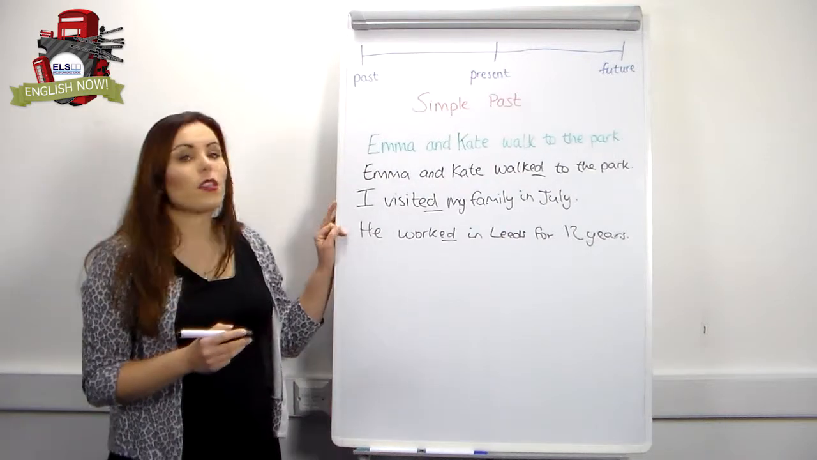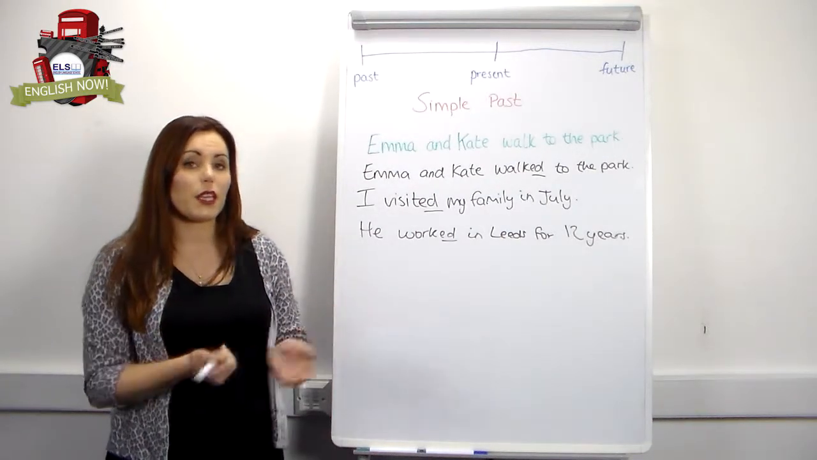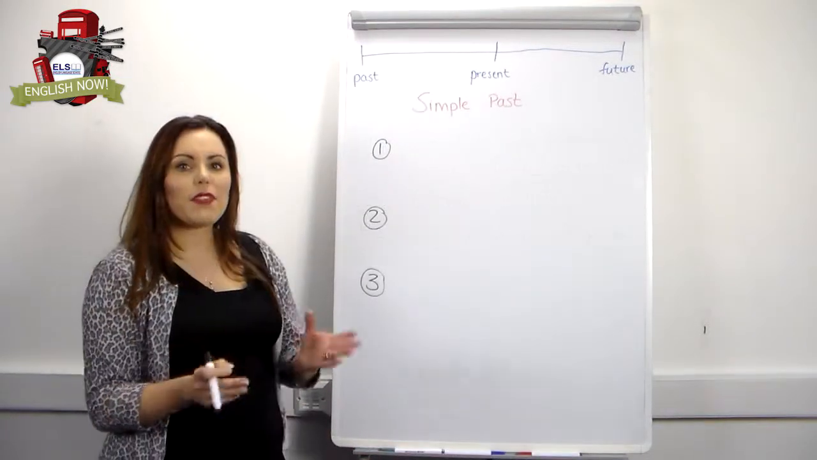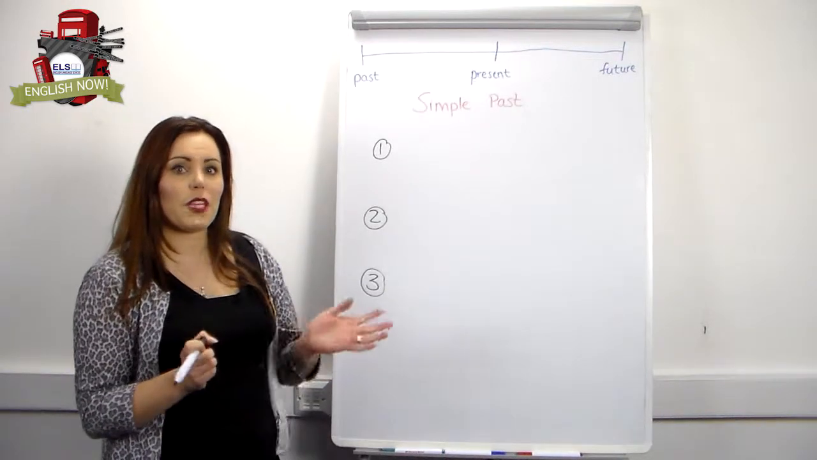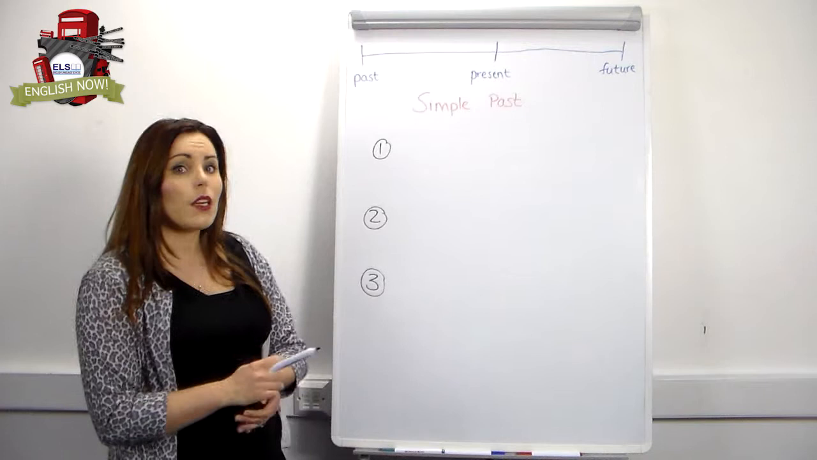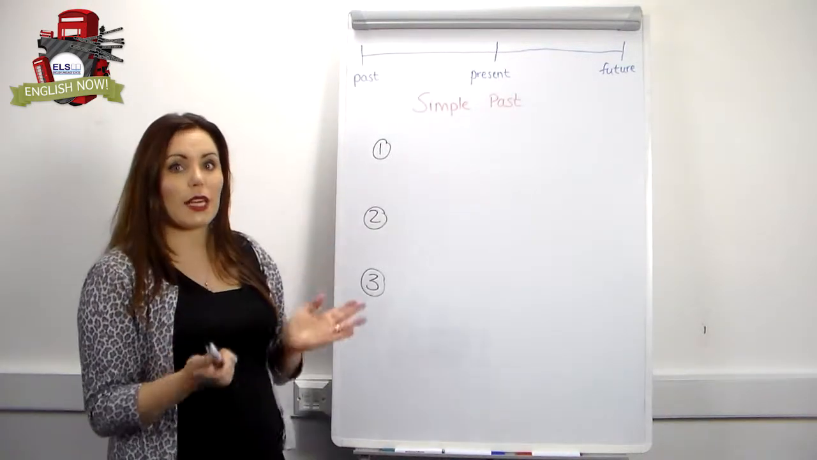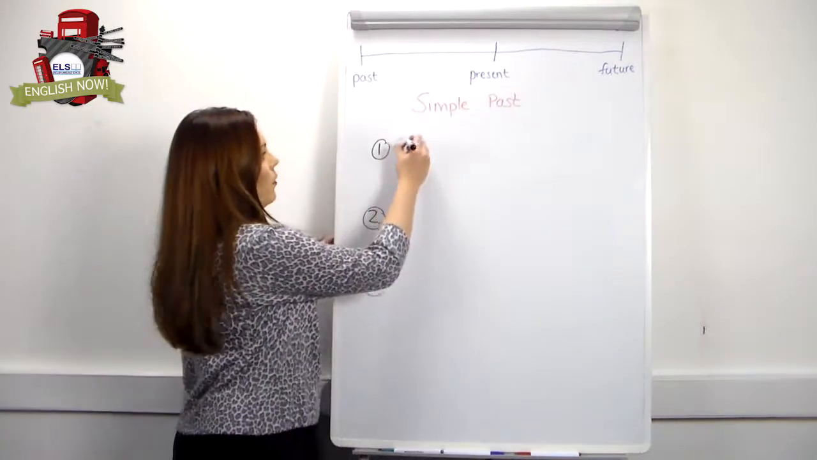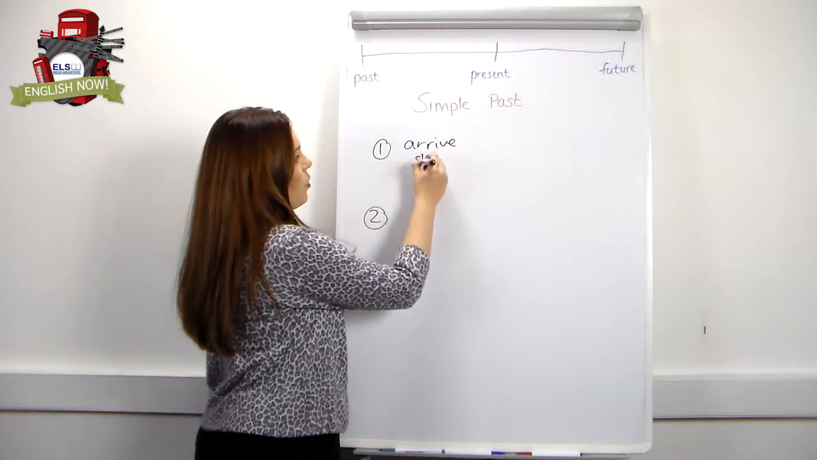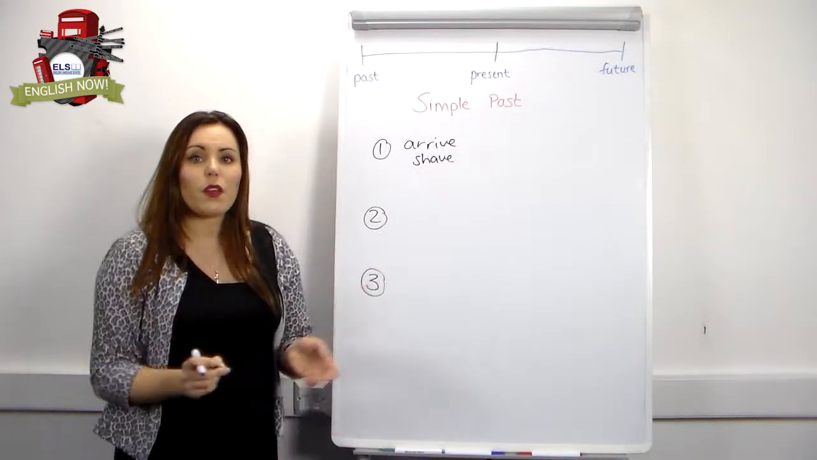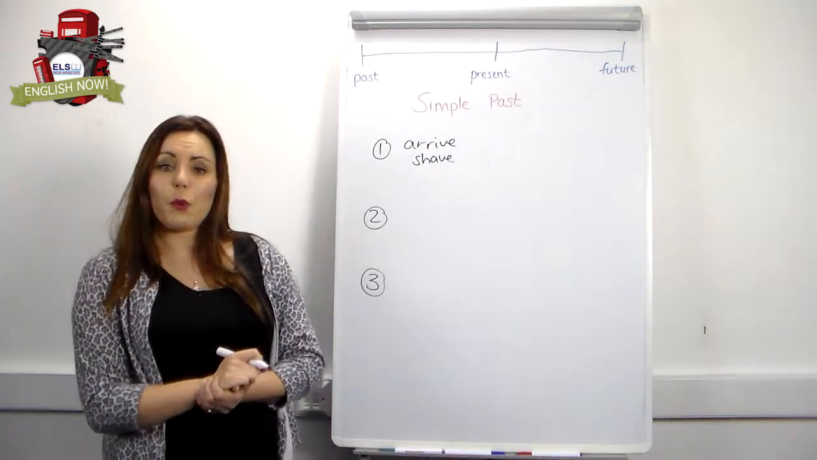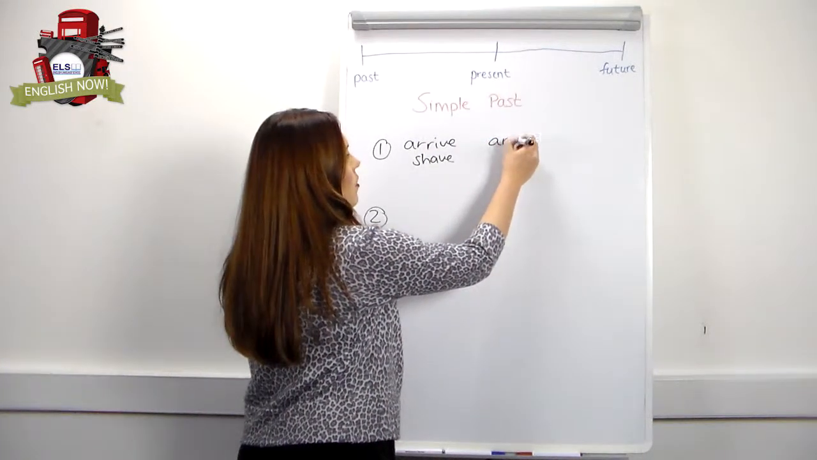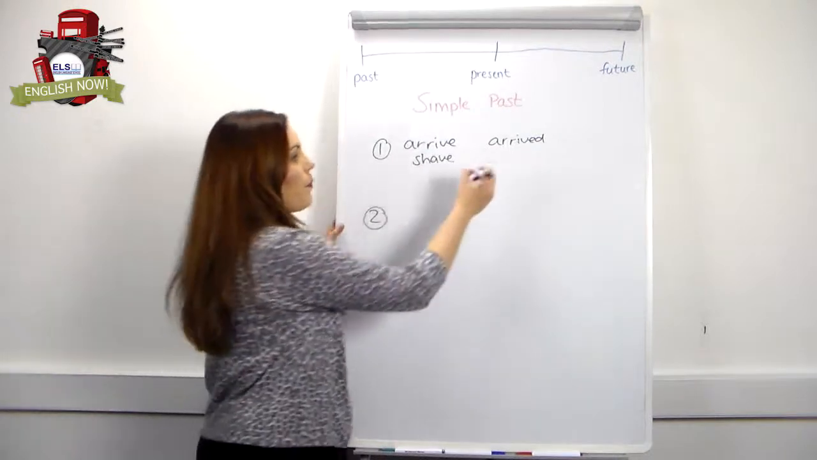All of these sentences are using what we call regular verbs. They follow a pattern and they're all statement sentences. As we've seen in those three examples, for the regular verbs, normally we can just add ed. We also have three rules for the regular verbs. If the verb ends in an e, for example, arrive or shave, in order to change it into the simple past, we need to remove the e before we add ed. Arrive becomes arrived, and shave becomes shaved.